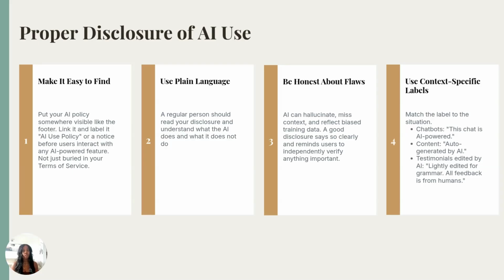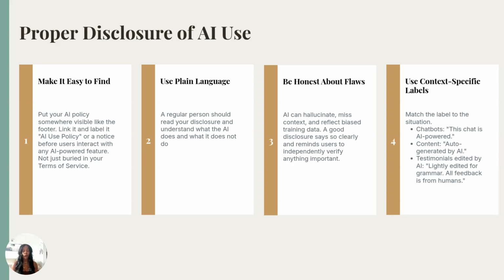You want to be honest about flaws. AI does hallucinate, it misses context, and it reflects biased training data. A good disclosure says so and reminds users to independently verify anything important. And when you can, use context-specific labels. So match the label to the situation.